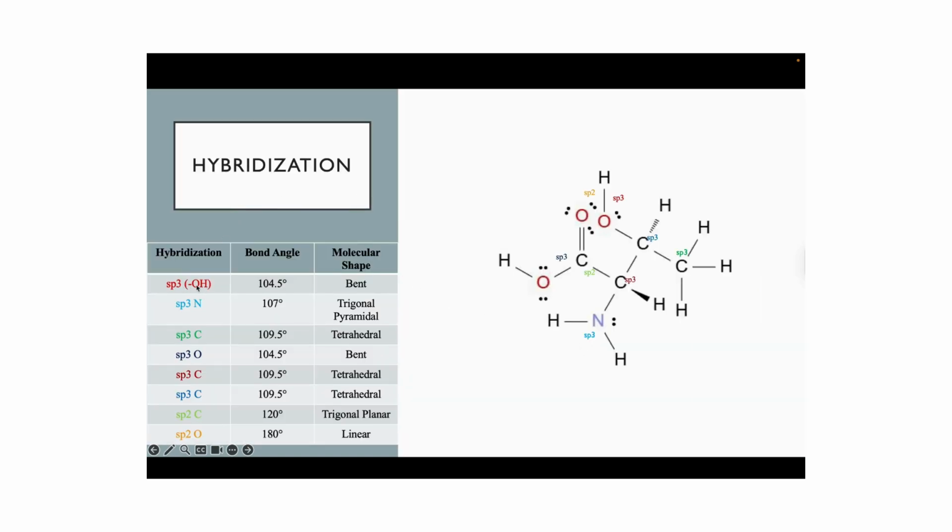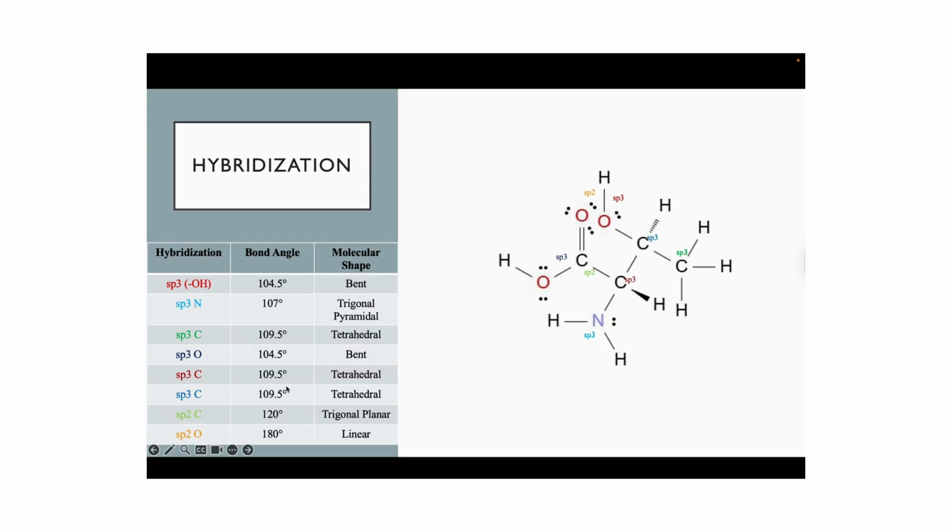Hybridization will start off with the sp3 alcohol group, bonding angle 104.5 degrees and a bent molecular shape. It'll be found at the top left of the molecule. And we'll have an sp3 nitrogen with a bonding angle of 107, trigonal pyramidal. It'll be found at the bottom of the molecule. sp3 carbon, 109.5, tetrahedral. It will be found at the top right of the molecule. sp3 oxygen, 104.5 degree bonding, bent, at the bottom right, and bottom left of the molecule.